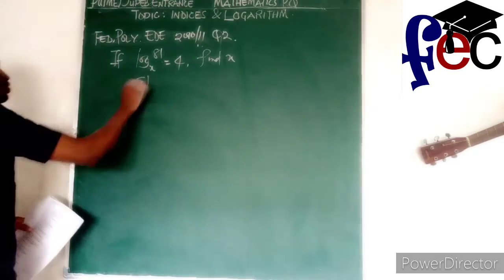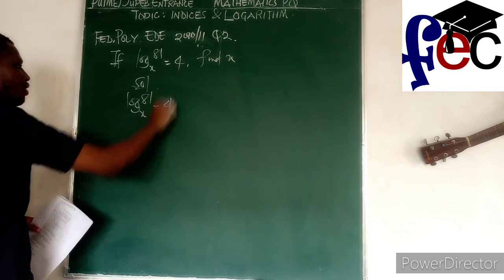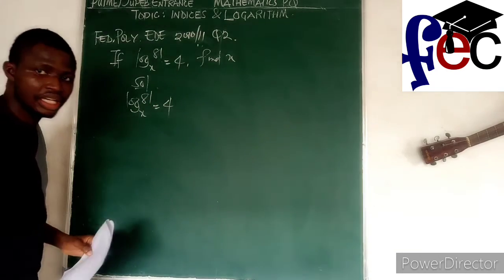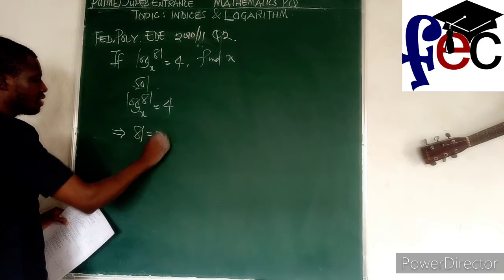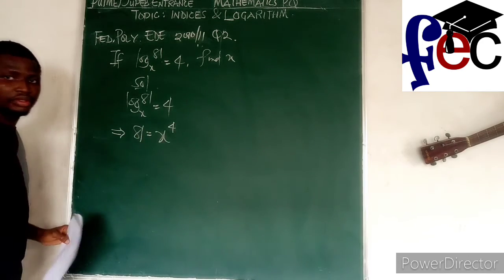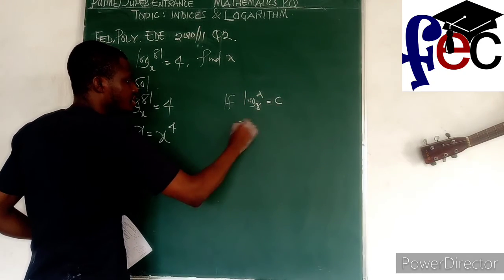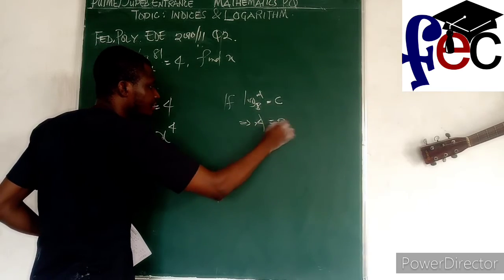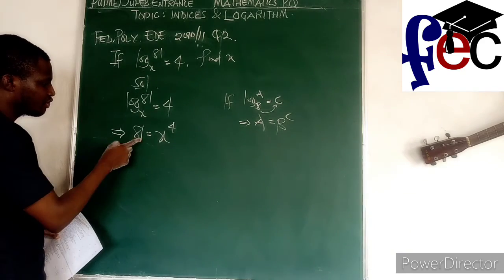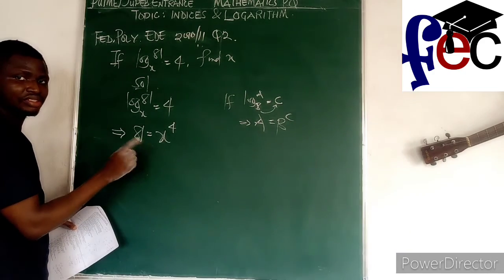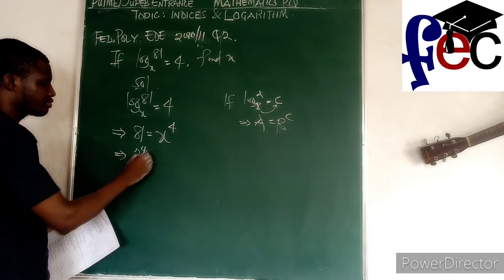Alright, solution. So log 81 base x equal to 4. We'll just convert this to an indices expression or equation. So 81 will become x raised to power 4. You remember, if log a base b is equal to c, what does that imply? It implies that a is equal to b raised to power c. So my duty is to look for a way to rewrite 81 in an index notation such that the power is going to be 4, and I know that that's going to be 3 raised to power 4.